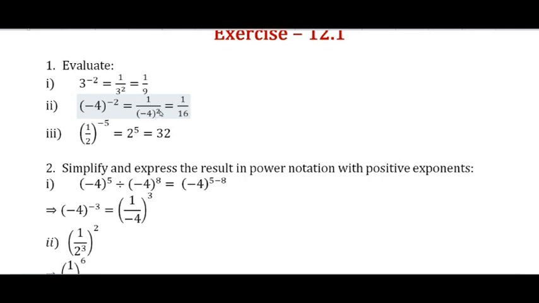Okay, here the exponent is an even number, so the result is positive, as we have studied before. Now, for number 3, 1 by 2 to the power minus 5. The multiplicative inverse of 1 by 2 is 2 by 1. If the denominator 1 is there, there is no need to write it. So 2 to the power 5, that means 32.